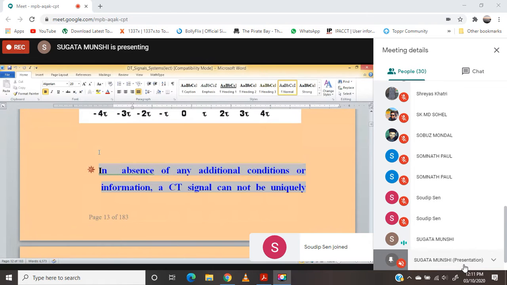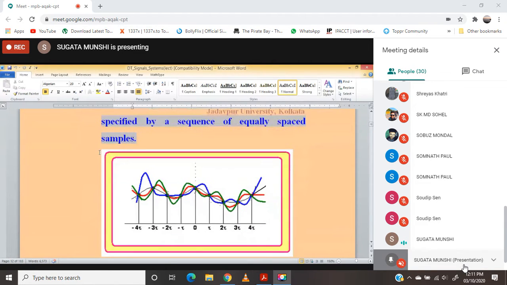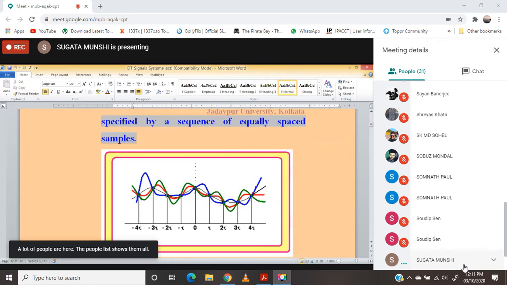I have shown in the next figure 4 analog signals. All right, 4 analog signals that have the same samples. So these are the 4 analog signals which, if you sample them at the same rate, will have the same samples.